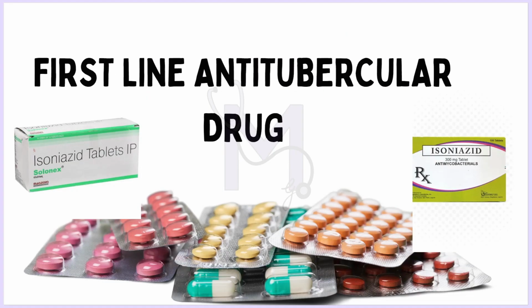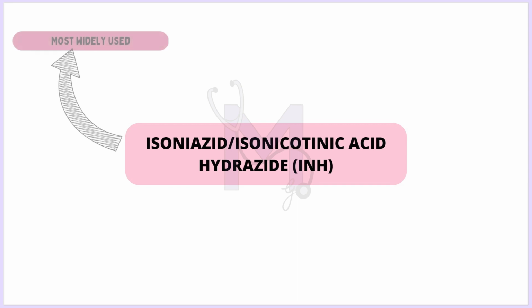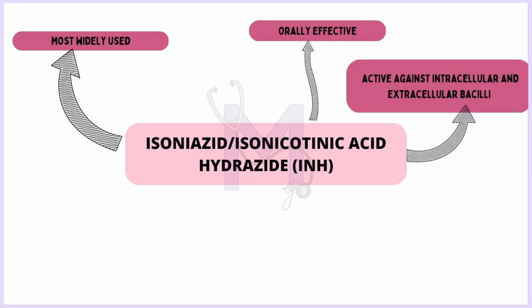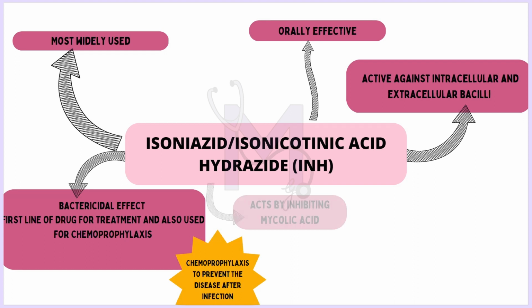Focusing on first-line anti-tubercular drugs, we have isoniazid, also known as isonicotinic acid hydrazide, INH. It is most widely used and orally effective. A very important point is that it is active against both intracellular and extracellular bacilli. It has a bactericidal effect on multiplying bacilli. It is the first line of drug for treatment and is also used for chemoprophylaxis. Chemoprophylaxis is a way to treat the disease after infection. It acts by inhibiting mycolic acid.